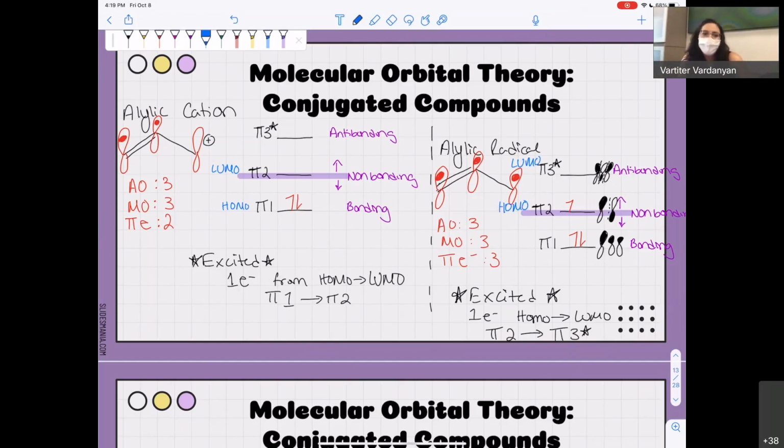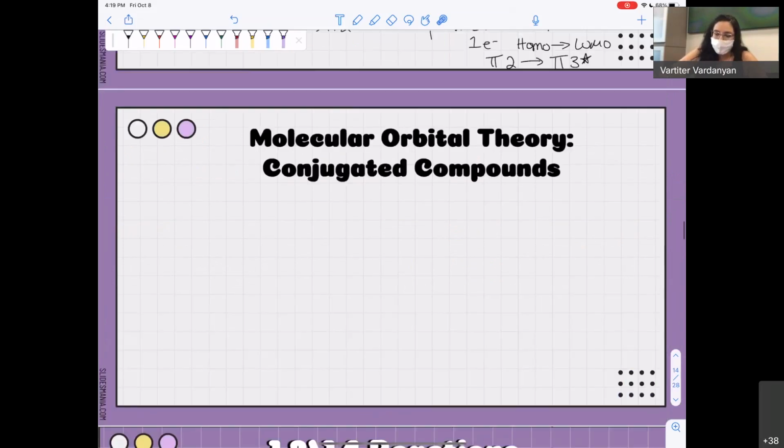Any questions about these two before we move on? Why is the HOMO pi 2 and the LUMO... Oh, I see. Never mind. Okay. If you're wondering that, someone else is probably thinking it. So just really quick, the reason this is the HOMO is because there's one electron in it, so it's the highest number that has an electron. And then the LUMO is the lowest number that's empty.